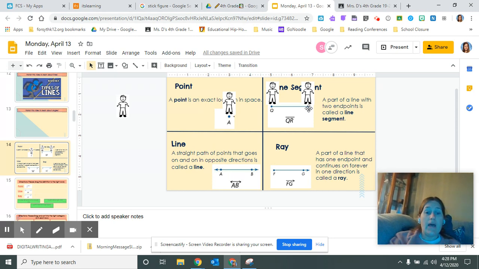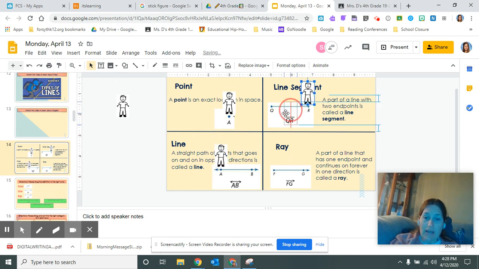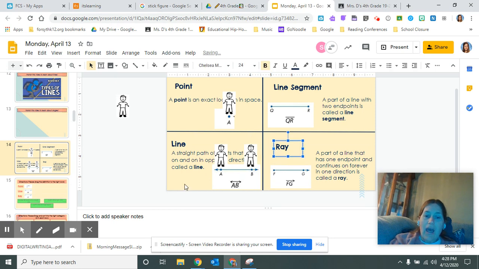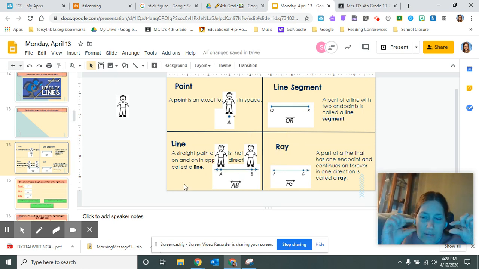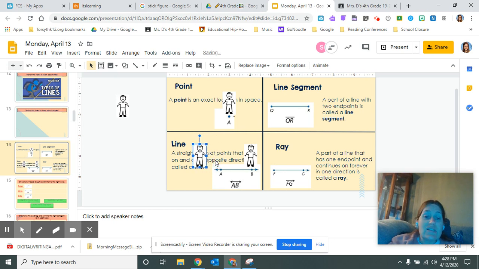Now, a line, so this is where it gets tricky, because if we look down here at a line, you can see that it looks very similar to a line segment, but a line has these little bitty arrows at the very end, which tell it that this guy can keep on walking. So this line goes on and on and on. So the arrow means that it carries on forever.